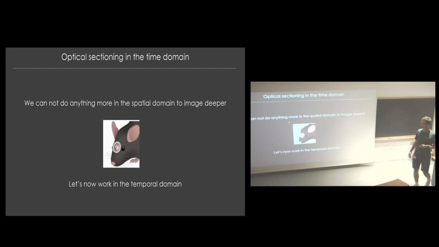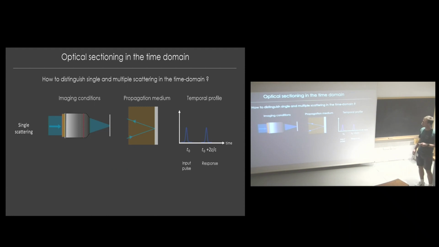Okay, so I think we did everything we can to image in depth by rejecting multiply scattered light in the spatial domain. We even removed a part of the sample. So now we will see what we can do in the temporal domain. In the temporal domain, we now need a pulsed source. And we want to see the difference of signature between single scattering and multiple scattering.